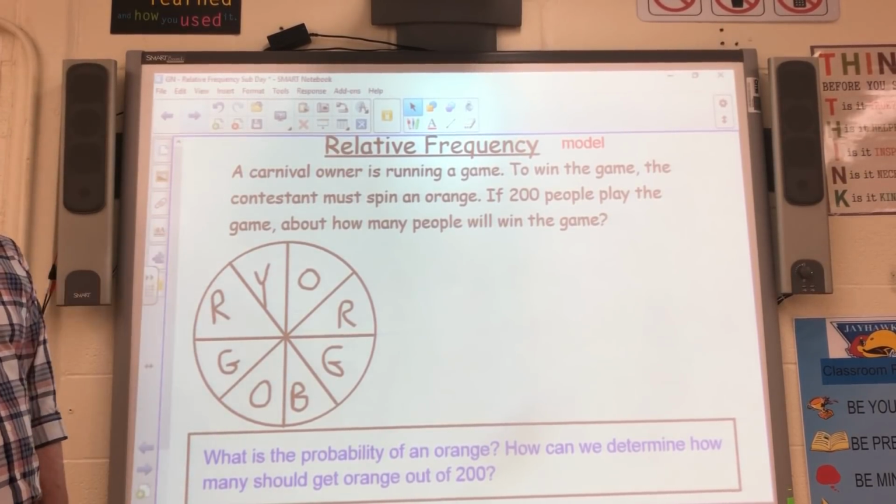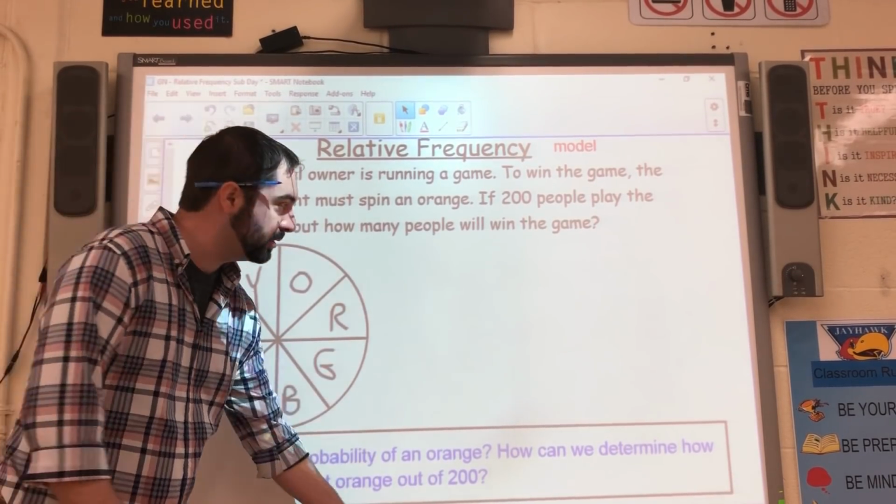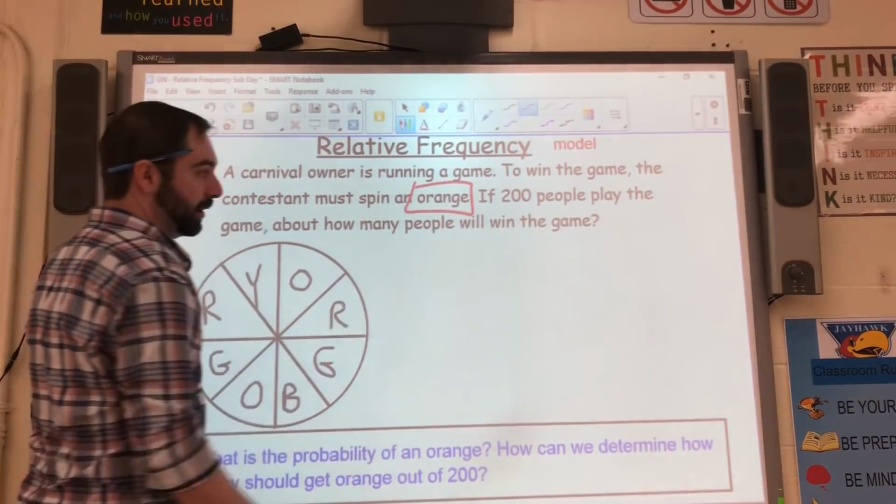So a carnival owner is running a game. To win the game, the contestant must spin the color orange. Keep note, orange is the color we're looking for.